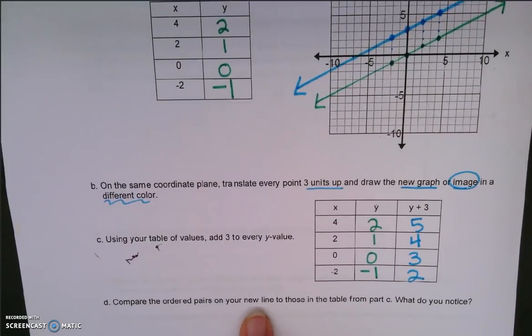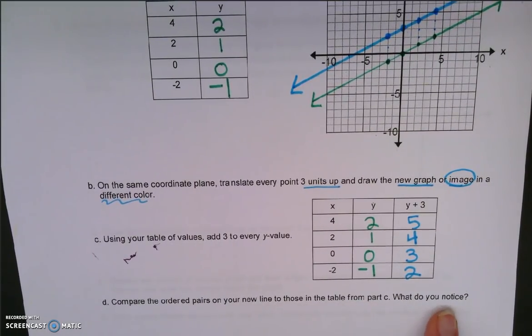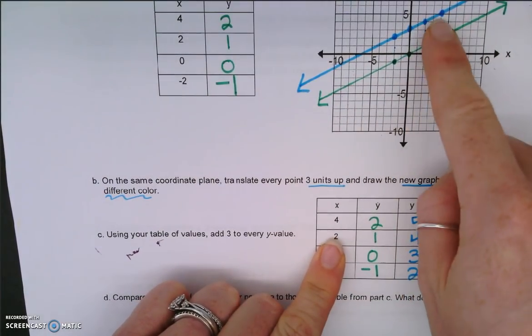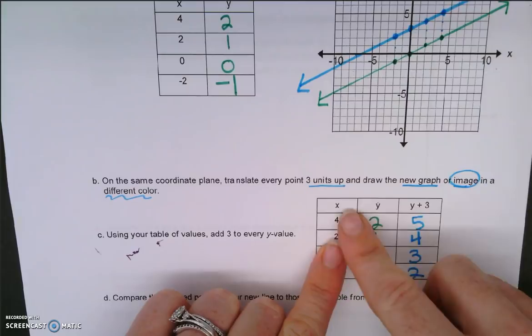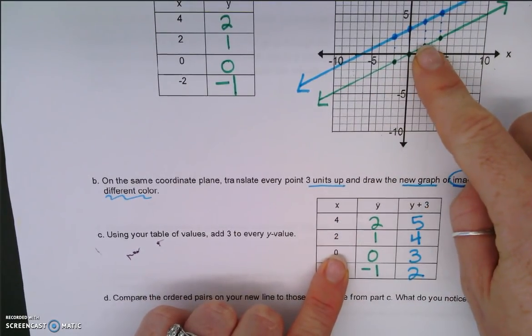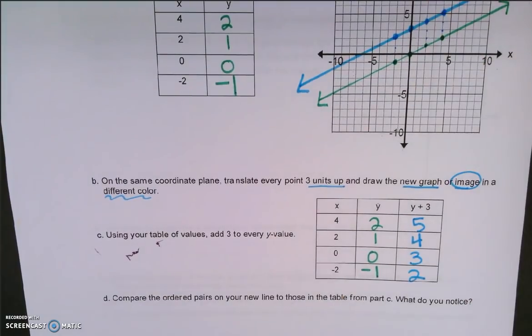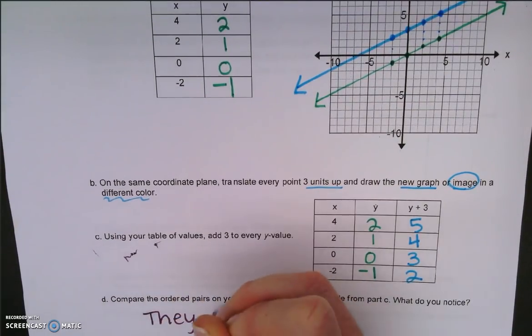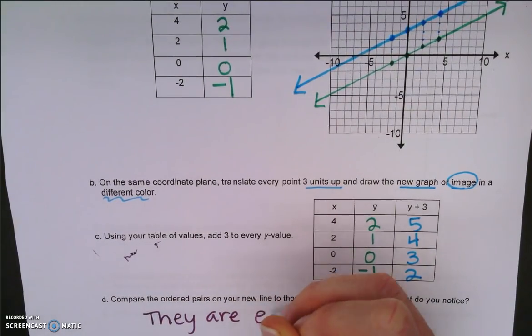Comparing those ordered pairs on your new line to those in the table in Part C, what do you notice? Well, 4, 5, that's our blue point, and 4, 2 is right there. 2, 1, and 2, 4. What do we notice? They are the same. They are equivalent. They are equal.